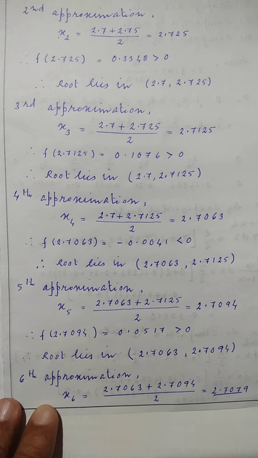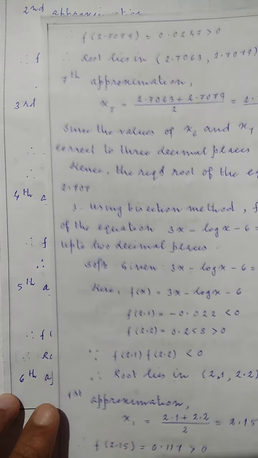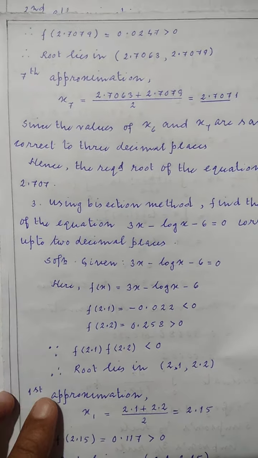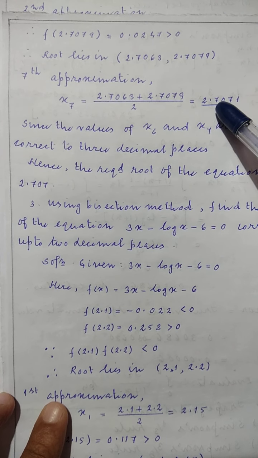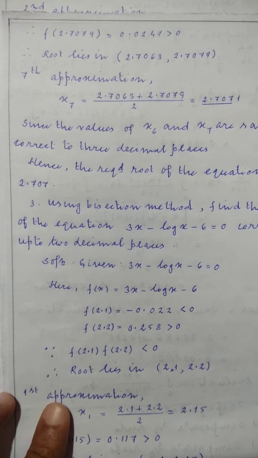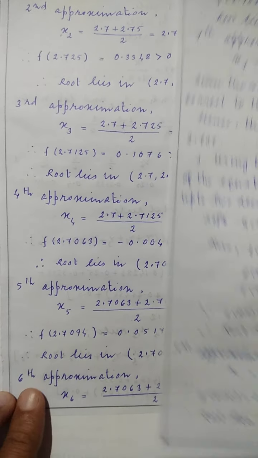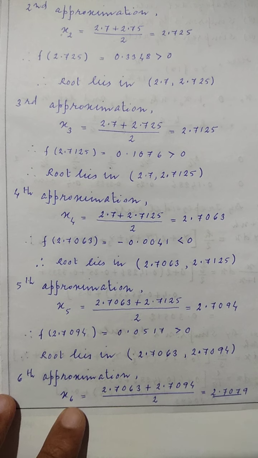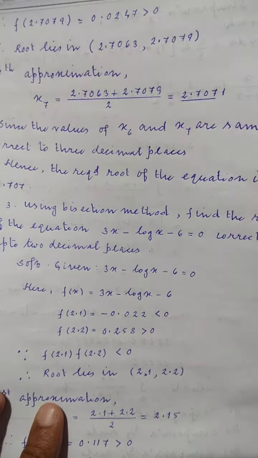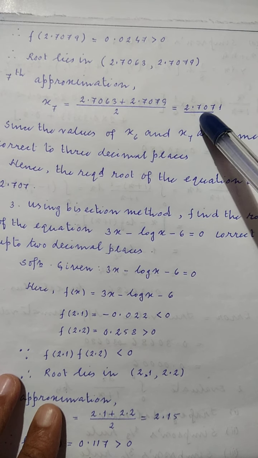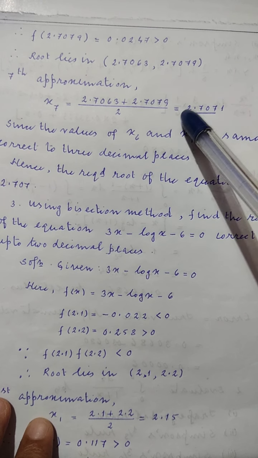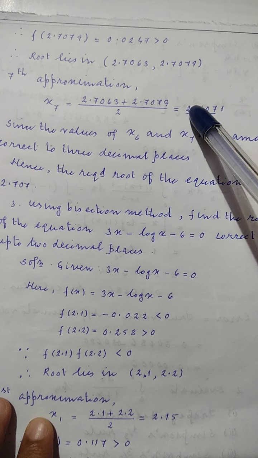So next, after this, the seventh approximation, when you find the seventh approximation, x7, you will get this value, 2.707. And just the previous approximation, the sixth approximation, these two values are the same, correct to 3 decimal places. See here 2.707, and here also 2.7071. So after the decimal 3 digits are the same, and before the decimal also here 2, in the previous case also 2, so we can stop the process.